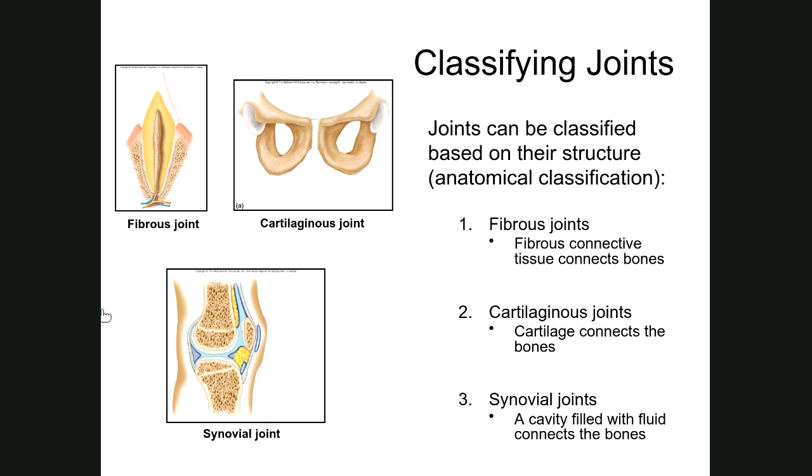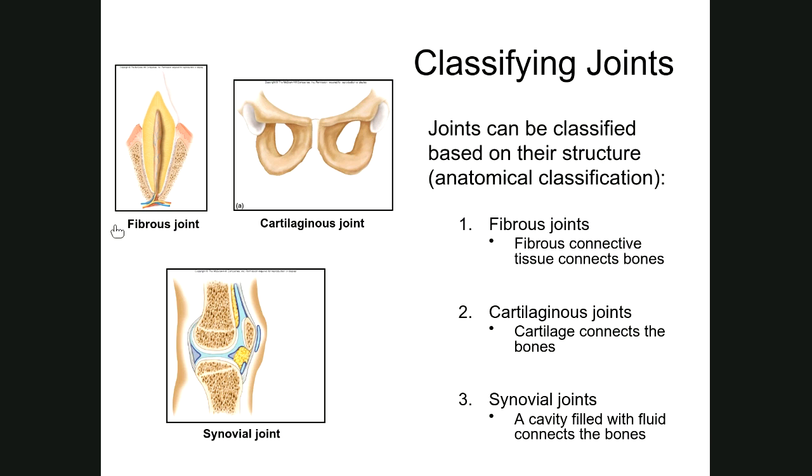And then we'll spend some time looking at examples of joints in the body so that you can learn a little bit more about their structure. So when we talk about classifying joints, there's a couple of different systems for doing this. The first way that we can classify them is based on their structure, or actually based on how they're put together. And this is what's known as the anatomical classification. When we classify articulations based on the way that they're put together, they fall into three different categories.